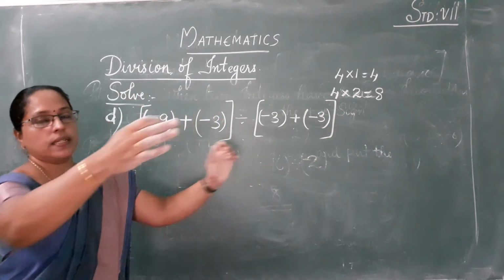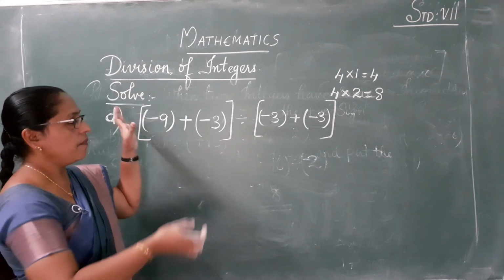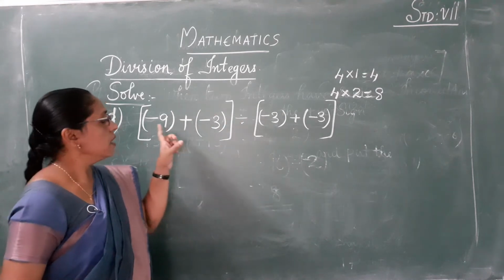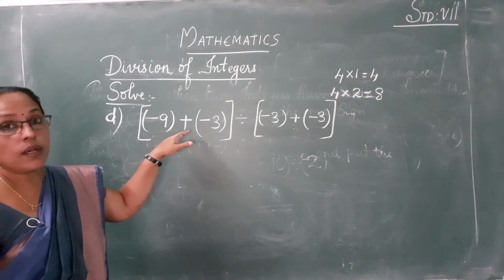Look at the question. Read the question. Again, it is more complicated with brackets. When brackets are there, what do we have to do? We have to catch the brackets first. So catch the brackets and solve. Catch the brackets and check what the operation is.